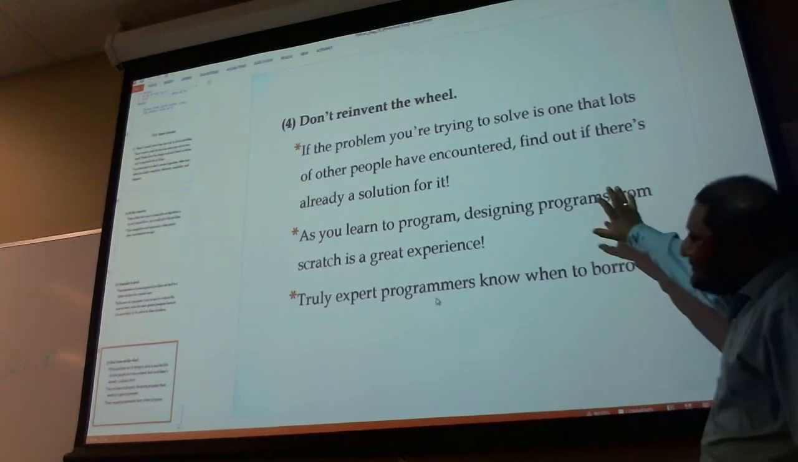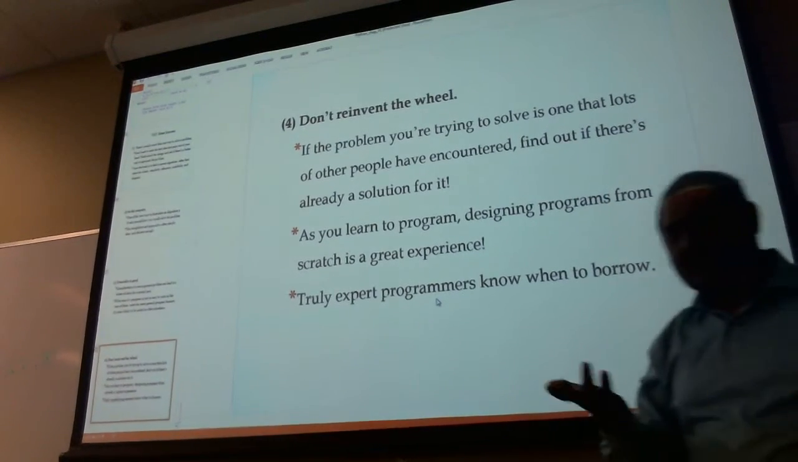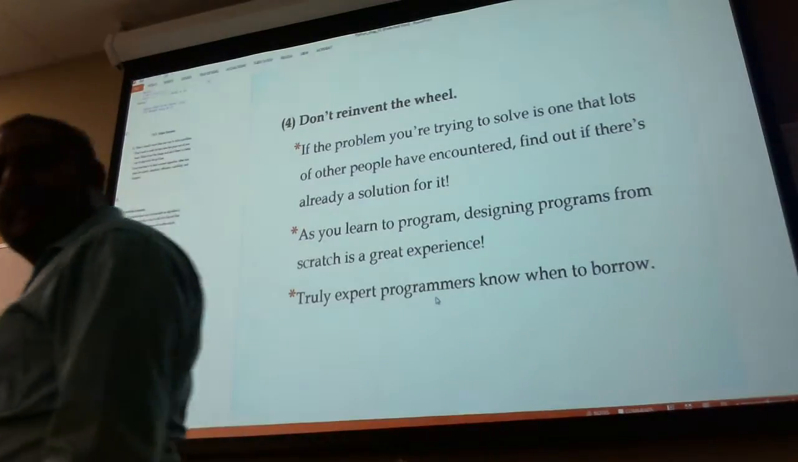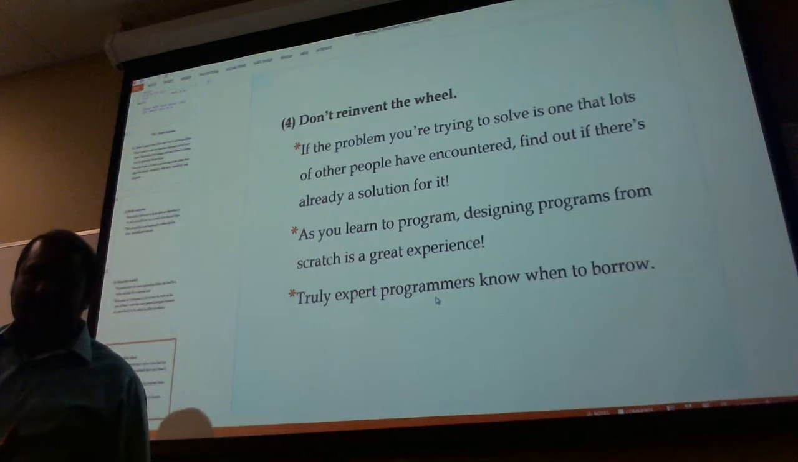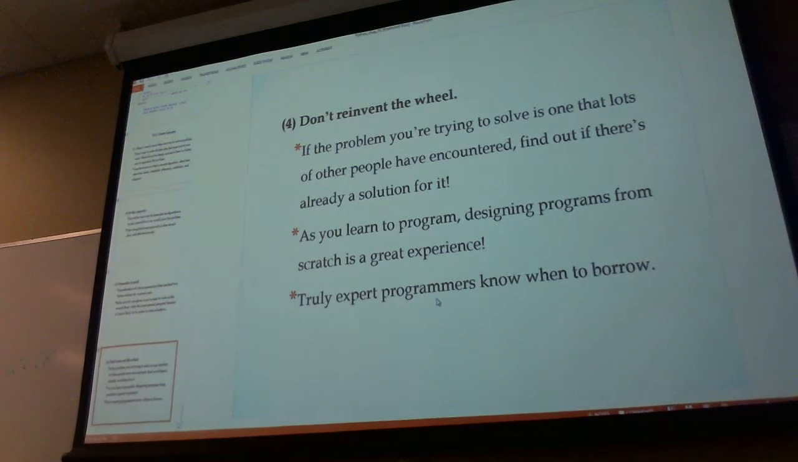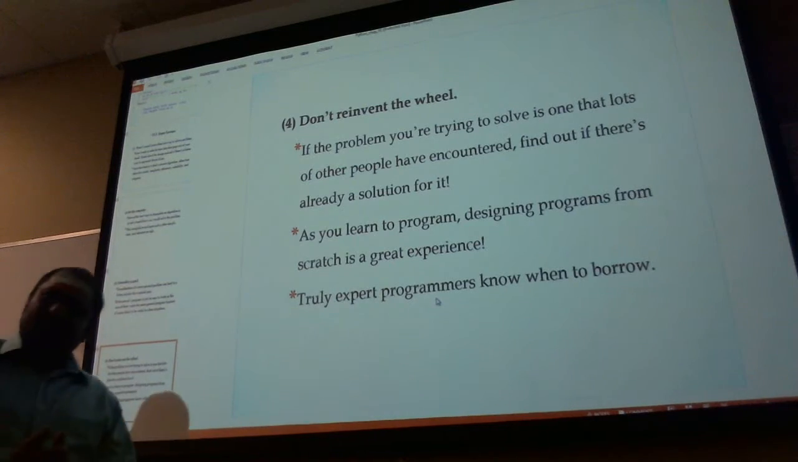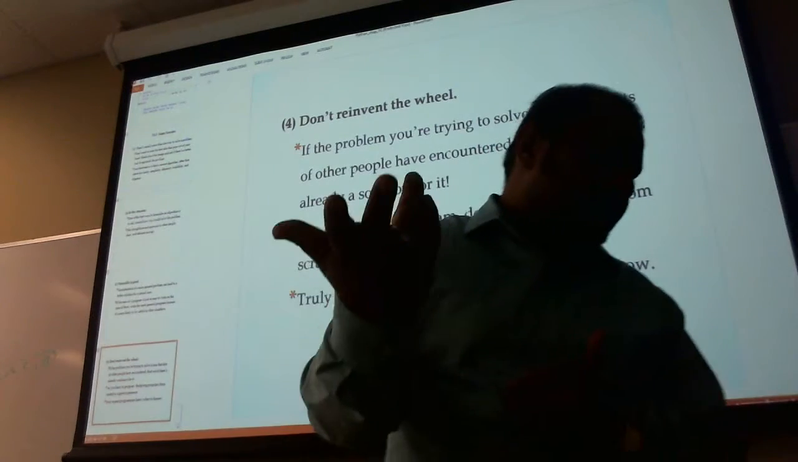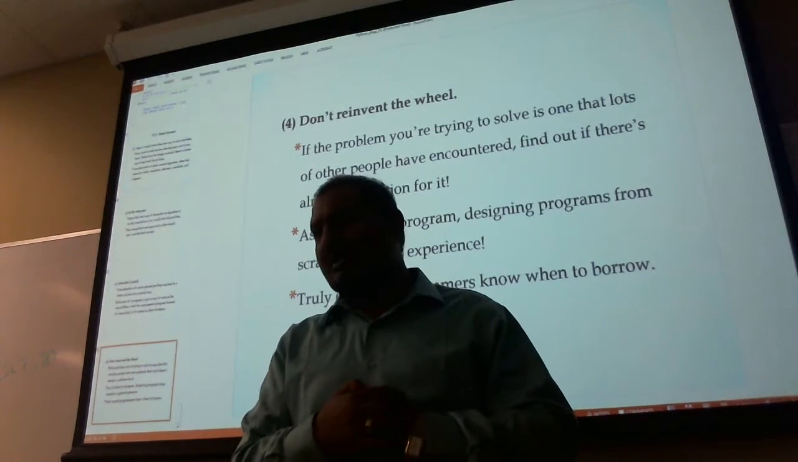This point: if you learn programming from scratch, that's a good experience. Why? Because you're learning Python from scratch, right? We started with how to print hello world. So now you're learning JavaScript. You can see a little bit of similarity, right? That's what they're talking about.